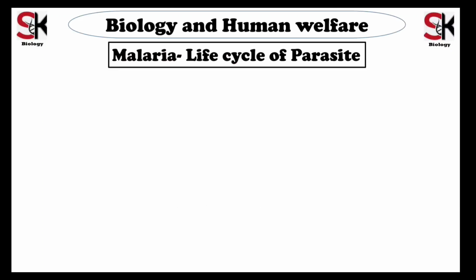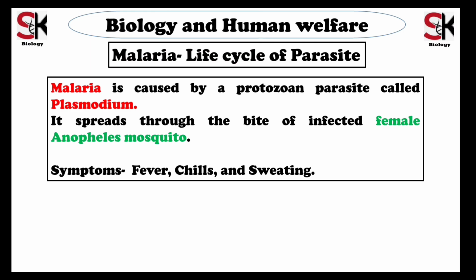Today I am going to explain the life cycle of the malaria parasite. Malaria is caused by a protozoan parasite called Plasmodium. It spreads through the bite of an infected female Anopheles mosquito. The common symptoms of malaria are fever, chills and sweating.